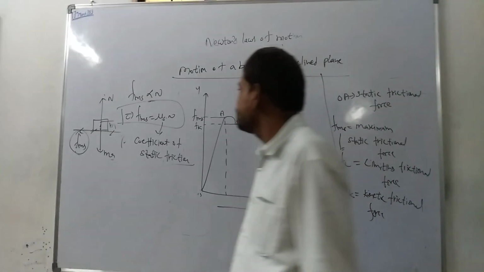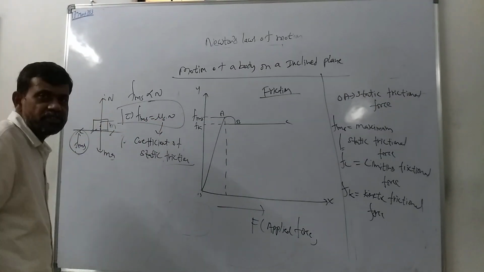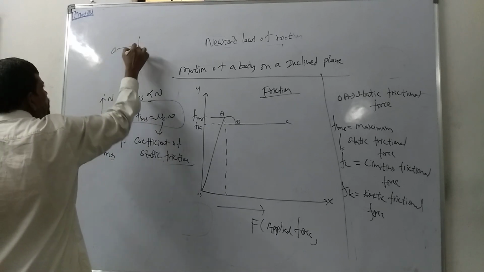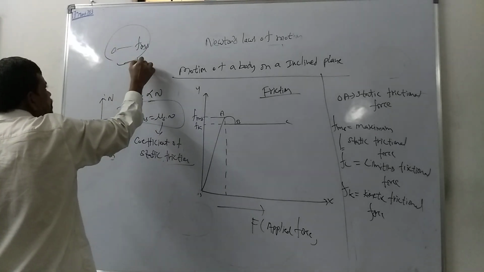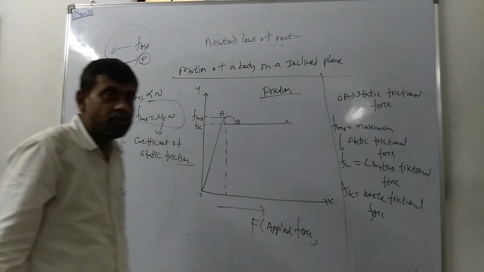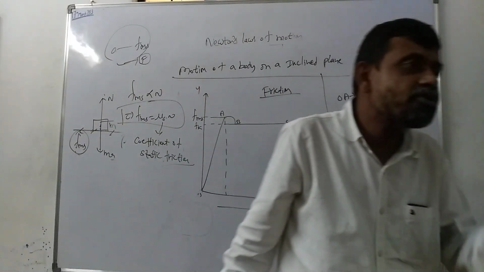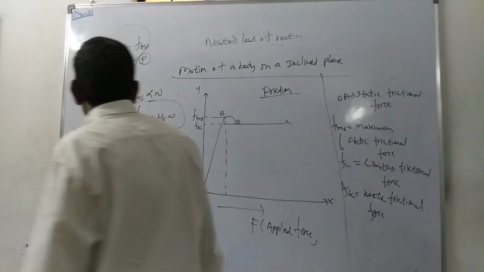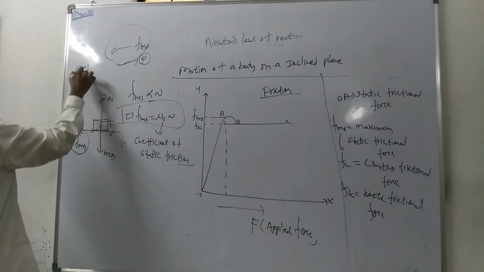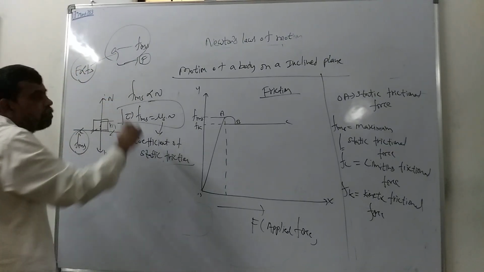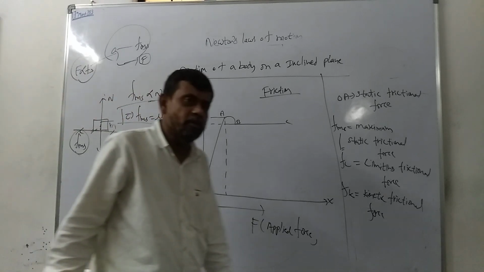For example, the maximum static friction force is mu times the normal reaction. So from 0 to FMS, I am applying some force, the applied force. How much you apply is proportional to the static frictional force, called Fs. F is proportional to Fs, within the applied force range of 0 to FMS.